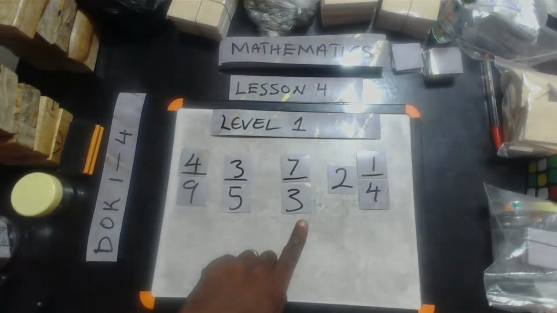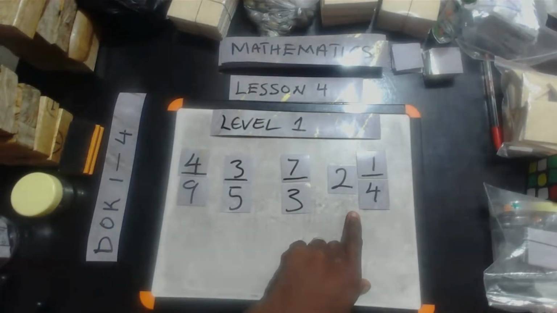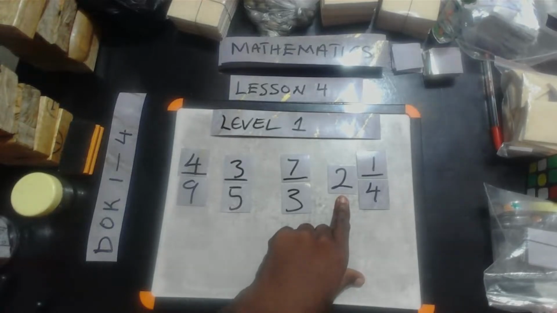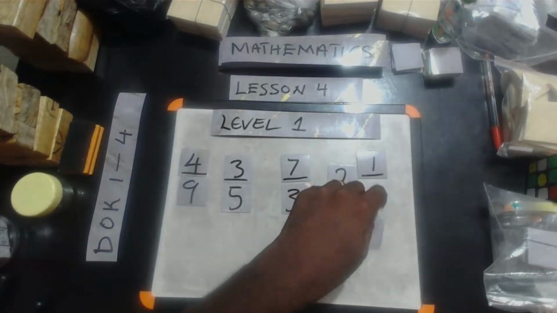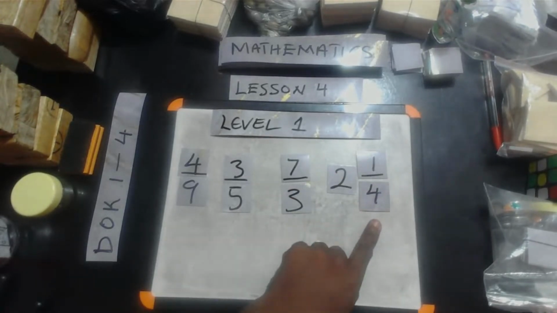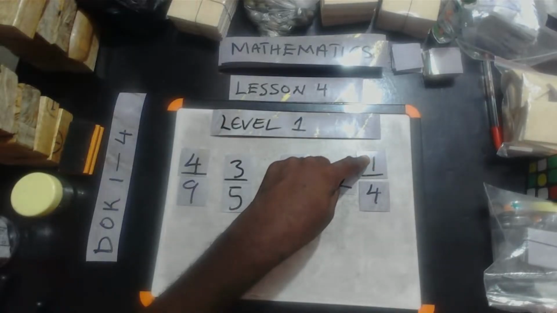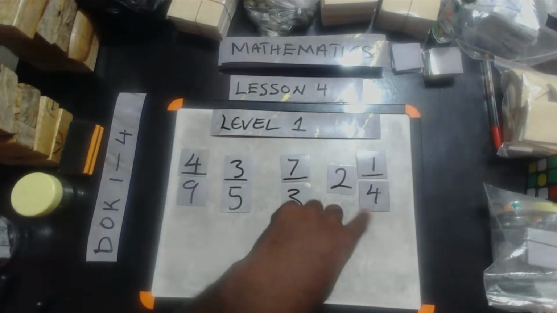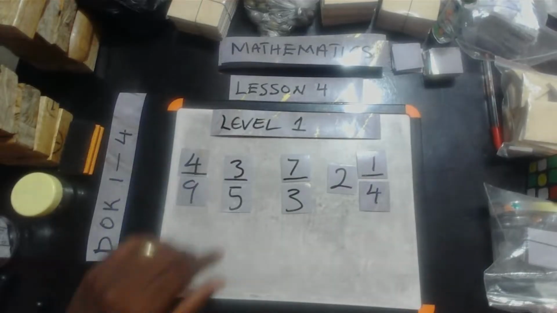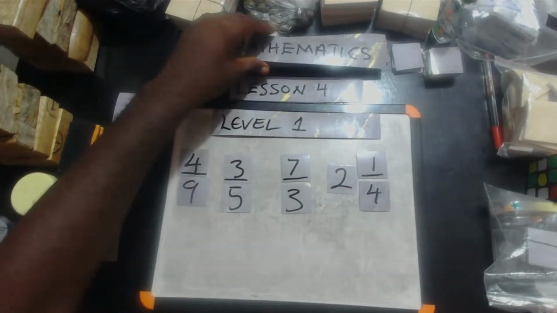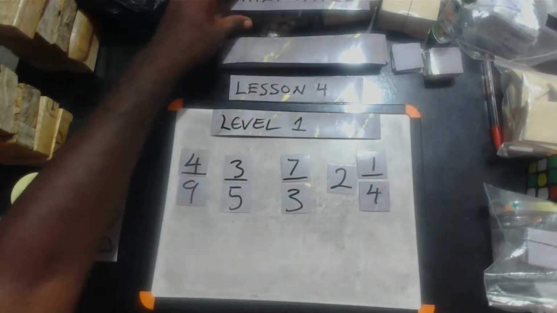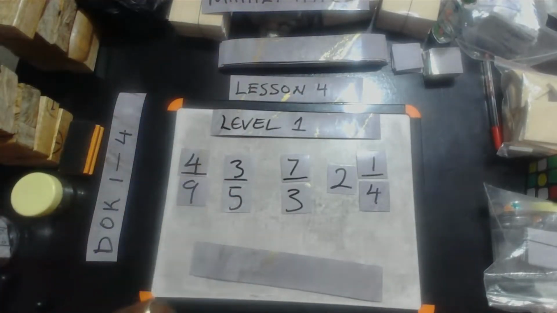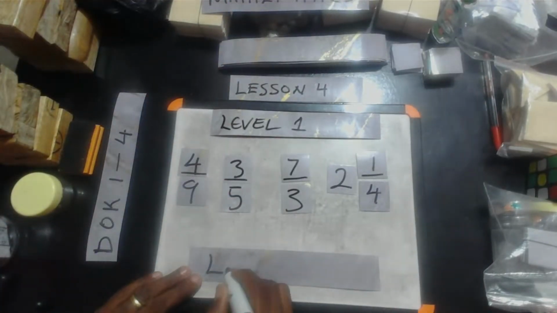So now we have this case where we have a whole number part and then a fractional part. The fractional part has a numerator of 1 and a denominator which is 4. This is a mixed fraction. So this is level 1. So now let's jump and look at level 2. So let's go a level up.